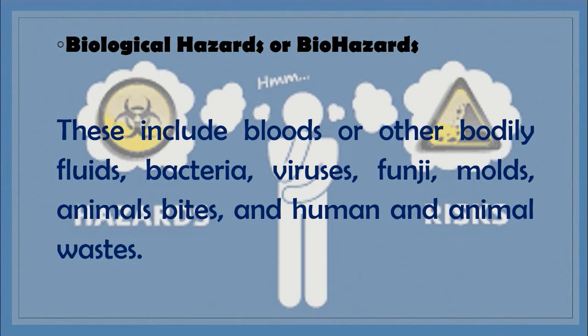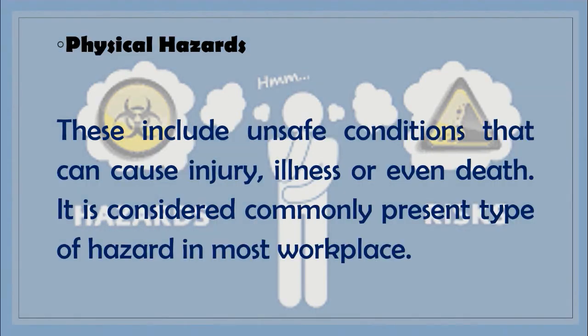Okay, next is the physical hazards. This include unsafe conditions that can cause injury, illness, or even death. It is considered the most commonly present type of hazard in a workplace. Okay, spills on floor or tripping hazards such as black ice or a cord running across the floor is one example that usually happens in the workstations, which results in injury. So when we say physical hazards, meaning it is visibly seen.